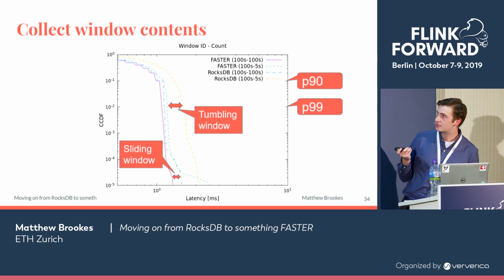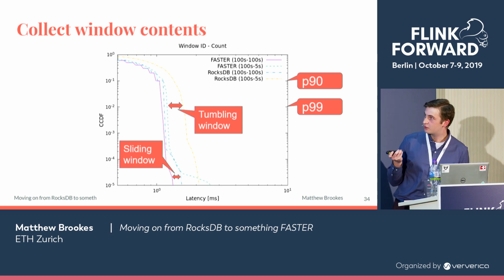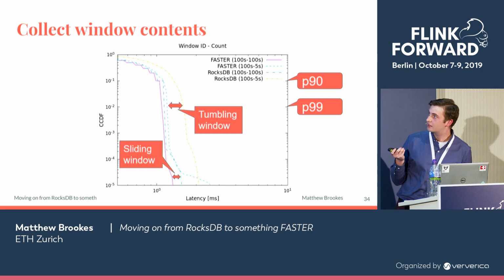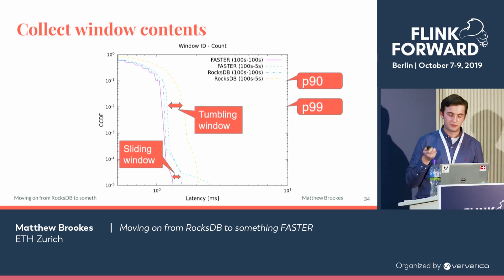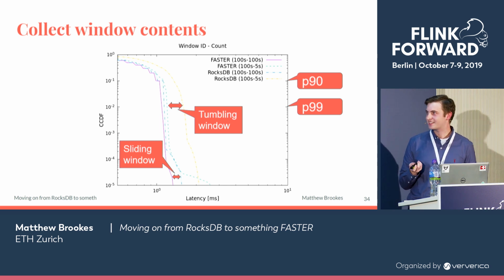So FASTER is the purple and the blue line again, and then RocksDB is the green and the yellow. But fundamentally, RocksDB is further to the right, which is bad compared to FASTER.